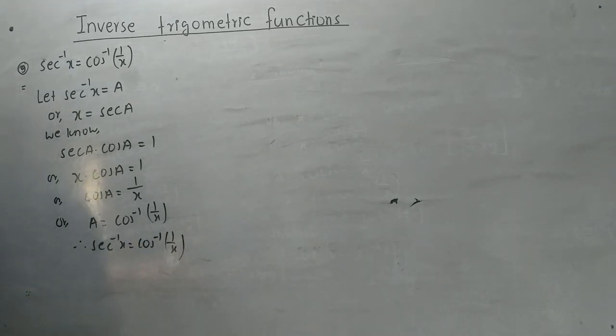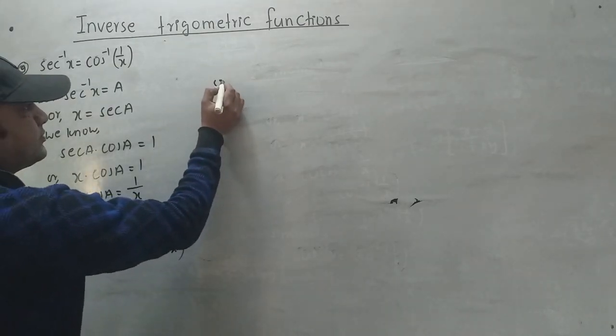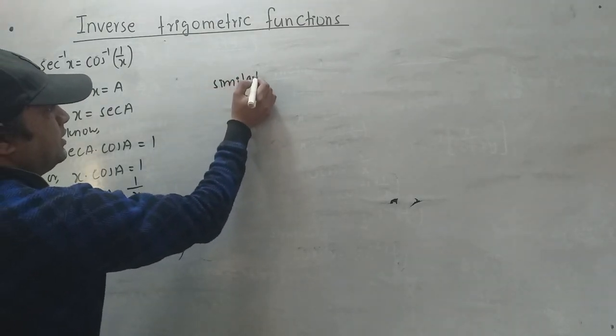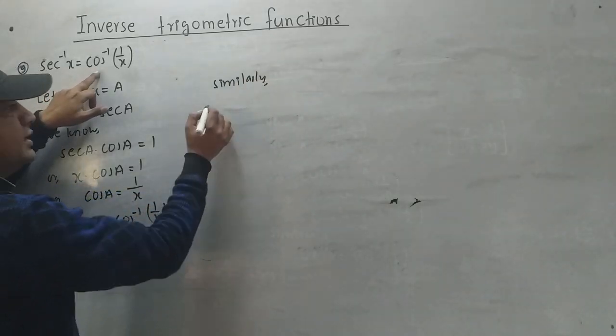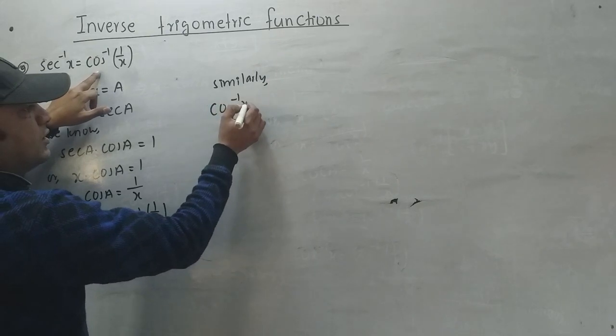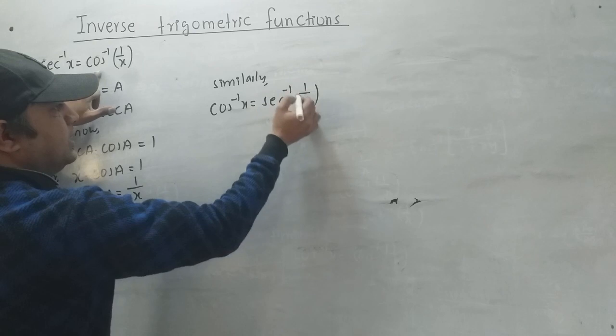So we have already discussed the second method in formula 8. Now in a similar pattern, what you can write here? Similarly you can write sec inverse x equals cos inverse 1 by x. Now you can write cos inverse x equals sec inverse 1 by x.